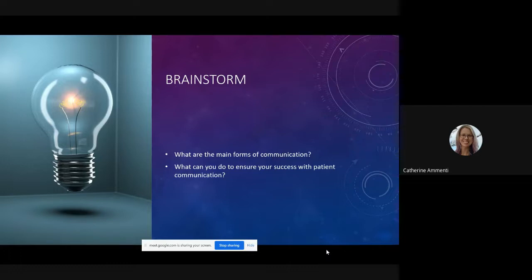When you're thinking about the different forms of communication, I want you to also reflect on how you like to be communicated with, especially in a medical care provider situation. What are the things that you appreciate as a patient, and what are the things that you don't appreciate as a patient? Because those ideas can cue you in on how to be a better communicator when you are the medical care provider.